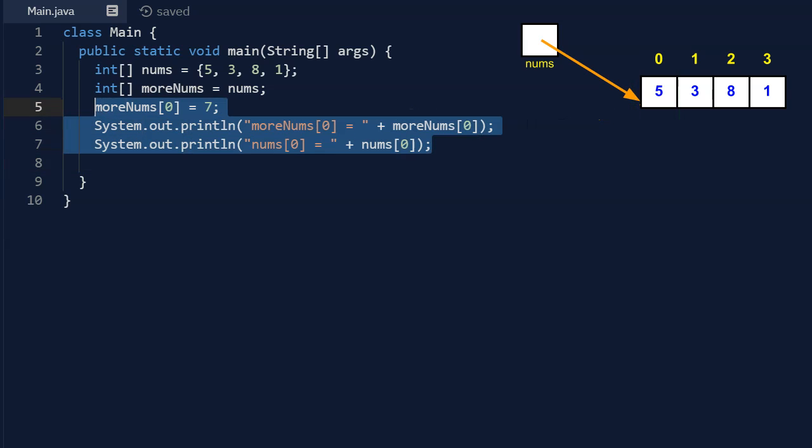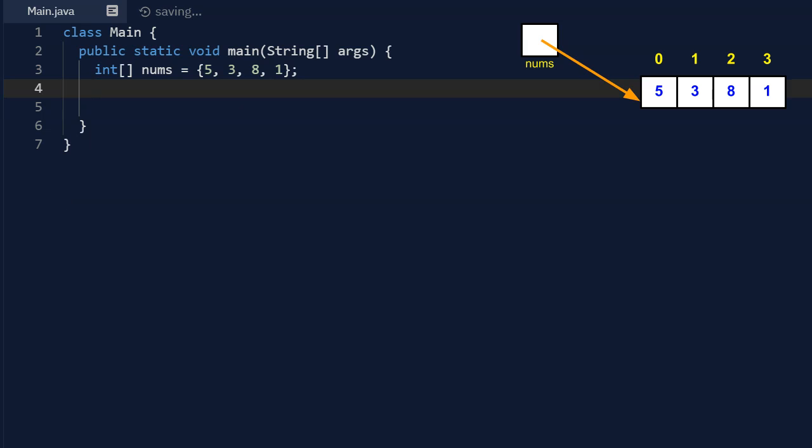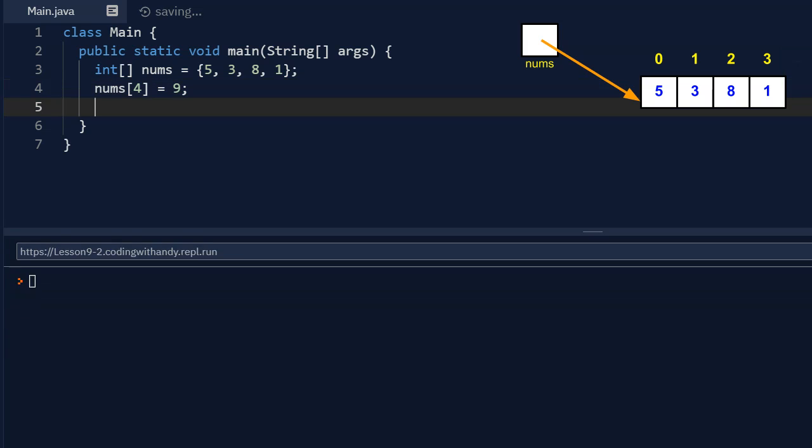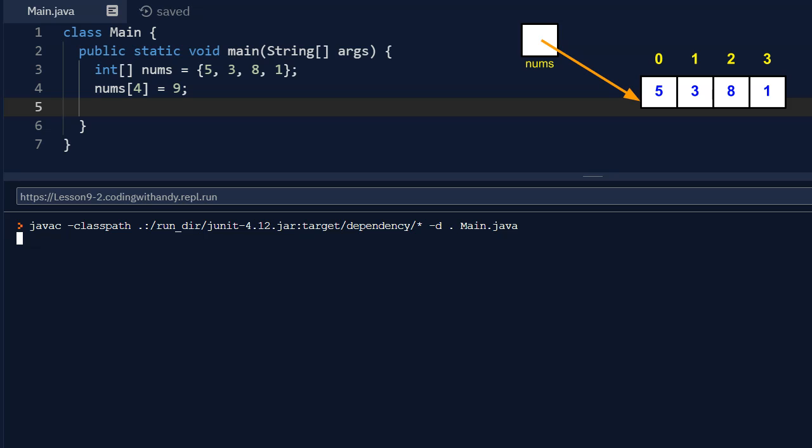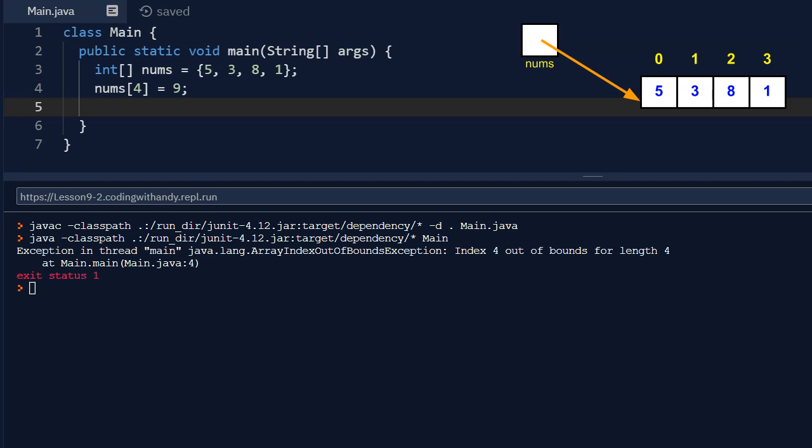Okay, let's go back to our original nums array and try to add another element to it. As you can see, our array currently consists of 4 numbers. If we were to add a 5th number, it would be placed at index 4. Let's try to do that. It looks like we got an ArrayIndexOutOfBoundsException. That's because we tried to access an array slot that doesn't exist.